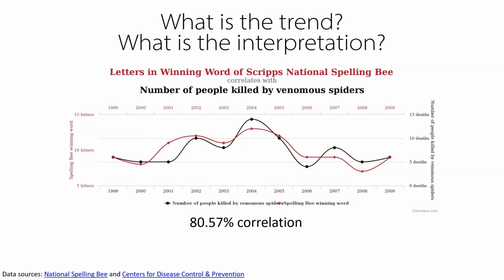What trend do we see here? We see that the letters in the winning word of the Scripps National Spelling Bee is correlated to the number of people killed by venomous spiders. What's the interpretation here? Well, unless the Scripps National Spelling Bee is conducted in the middle of a venomous spider habitat, there's no obvious connection here. And sometimes there is no connection.